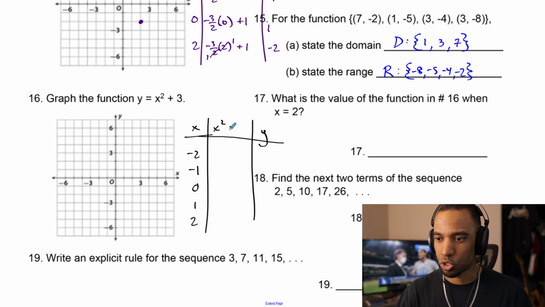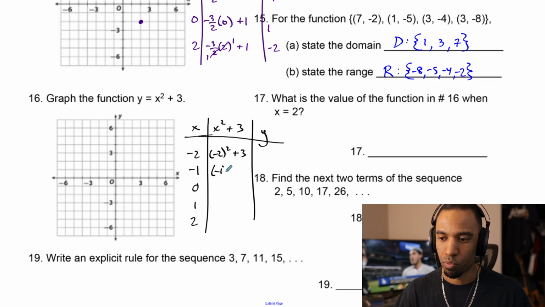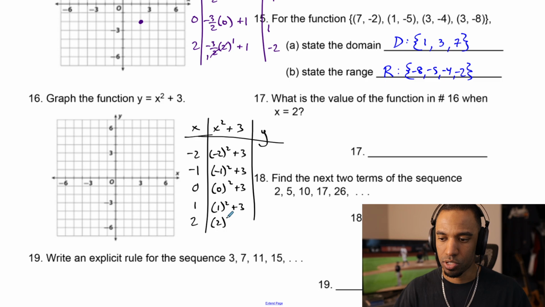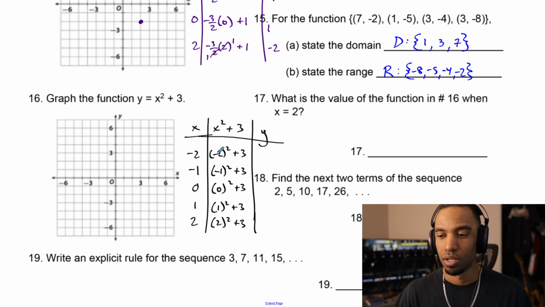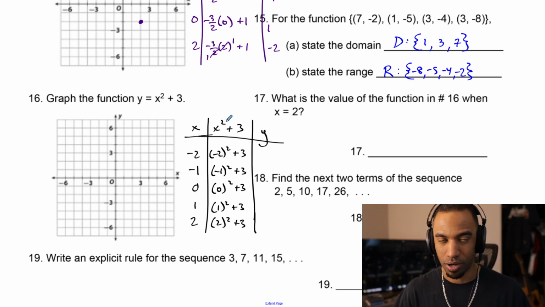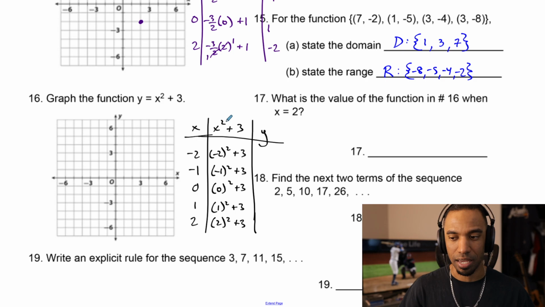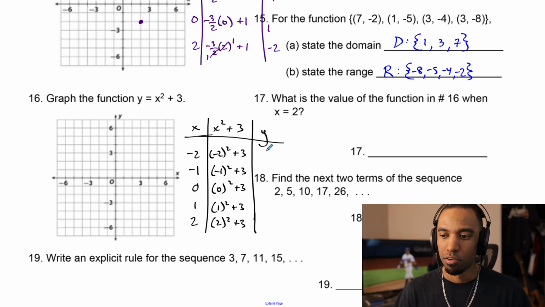So here we go, x squared plus 3. When I substitute these in, I get (-2) squared plus 3, (-1) squared plus 3, 0 squared plus 3, 1 squared plus 3, and 2 squared plus 3. Notice I'm using parentheses each time. I didn't have to for these 3, but I do have to for these 2. (-2) squared is 4, whereas just -2 squared would be -4. We want this to be a positive. And 4 plus 3 is 7.